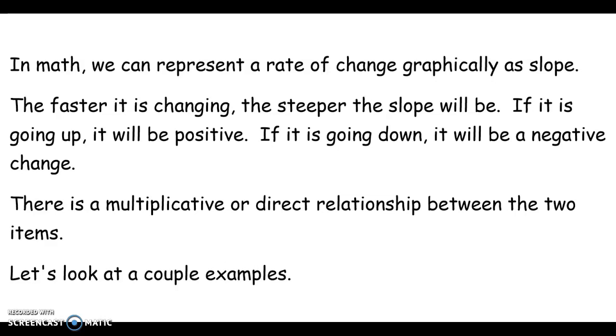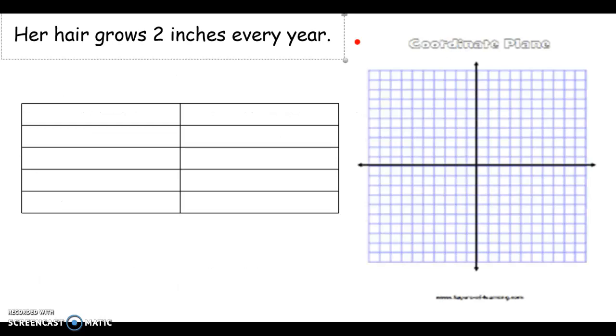We'll notice that if it's going up, that's going to be represented with a positive number. If it's going down, that's going to be considered a negative change. So we're going to just take a closer look at this multiplicative or direct relationship between two items by looking at a couple of examples. This example says her hair grows 2 inches every year.